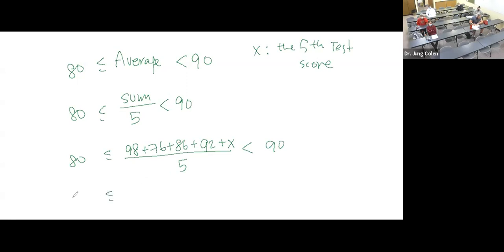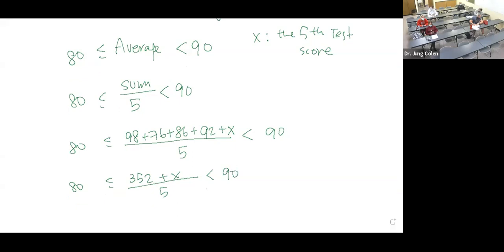Then we are done. Hey JC, can you help me? What is 98 plus 76 plus 86 plus 92? Anybody? Any of you got that yet? Hey JC? That's 352? Okay. 352 plus x, right? So the sum of 98, 76, 86, 92 is 352. And you have the fifth exam test score divided by 5 between those values. Now it's simple. We know how to solve this, right?